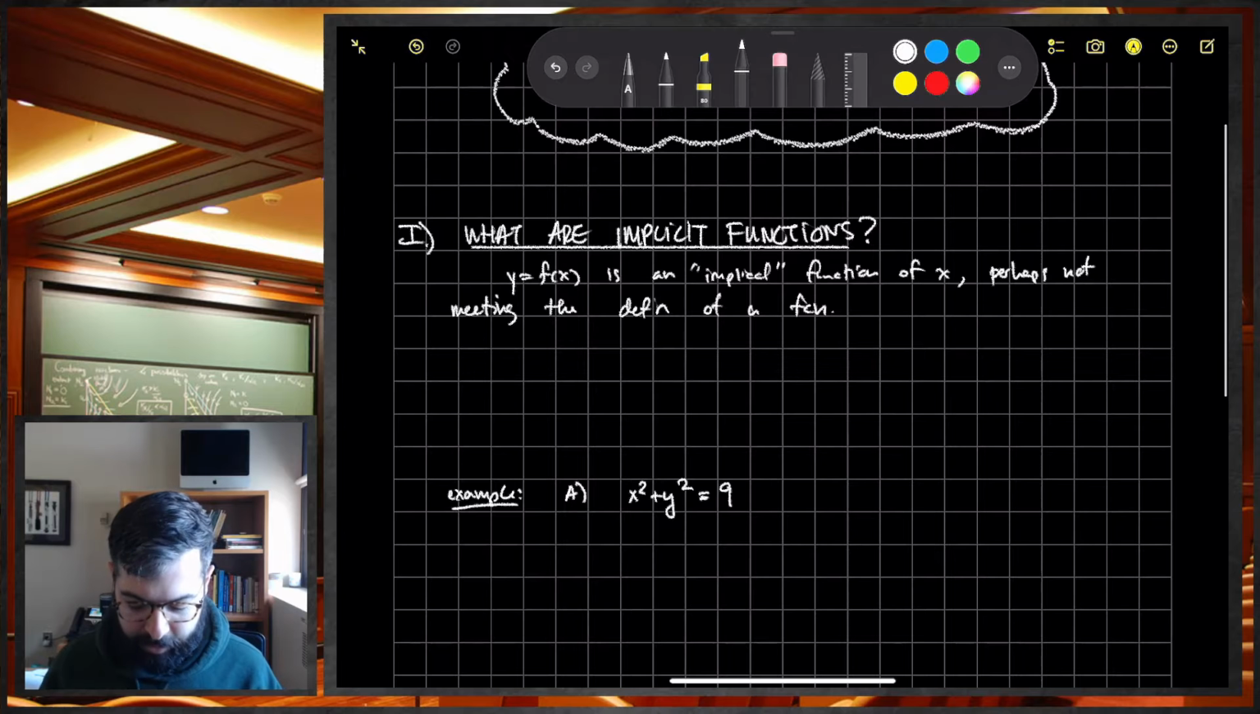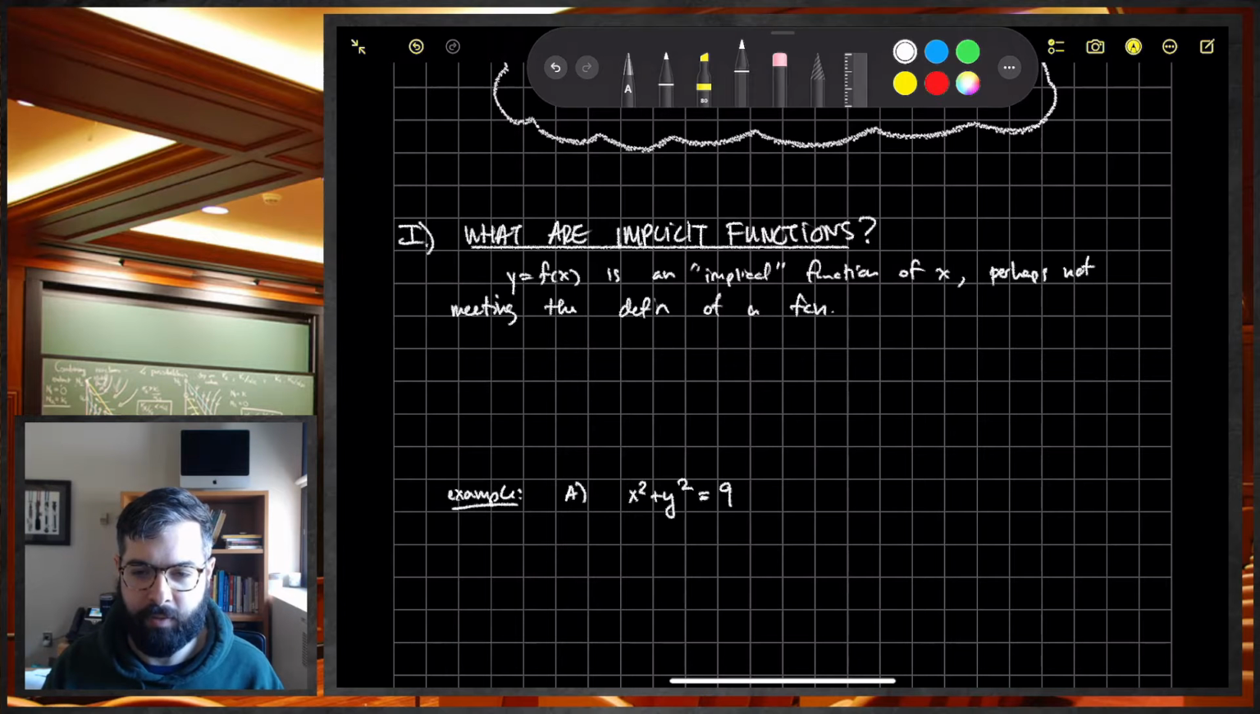So what does it mean to fulfill the definition of a function? It means that it has just one output for every one input, right? It passes the vertical line test as we reviewed at the start of the course. So we need y to be a single valued function of x.